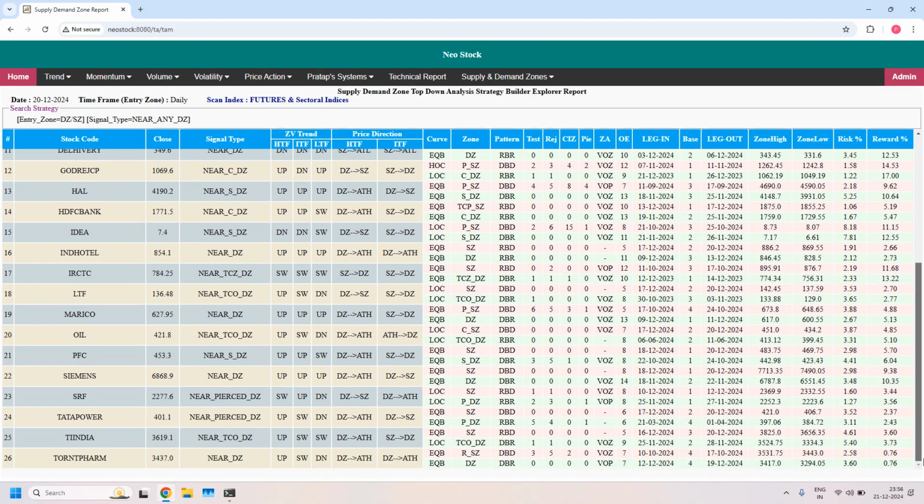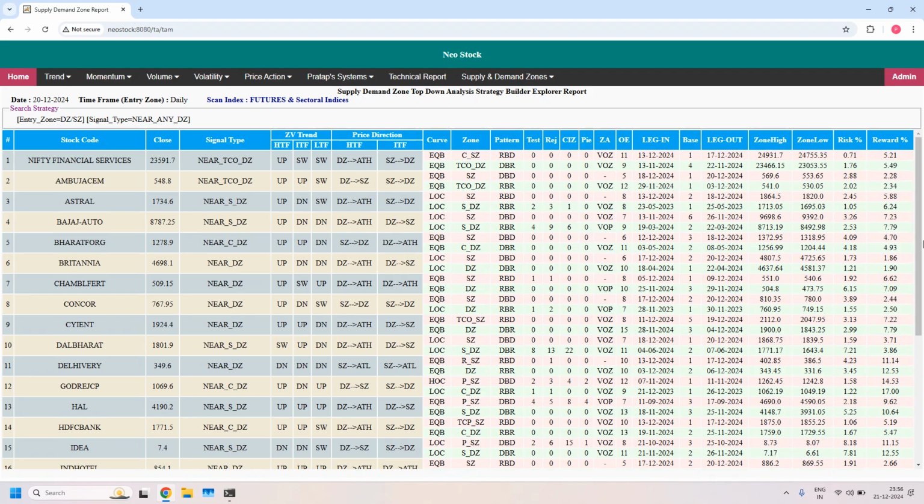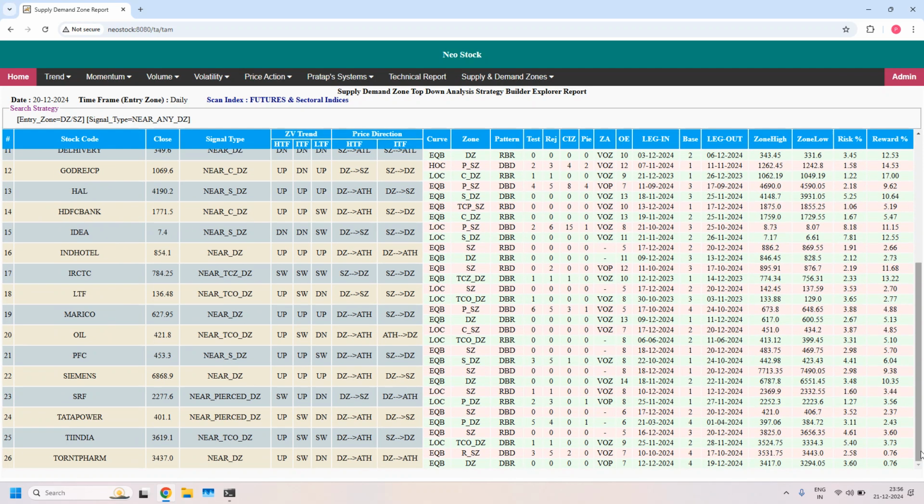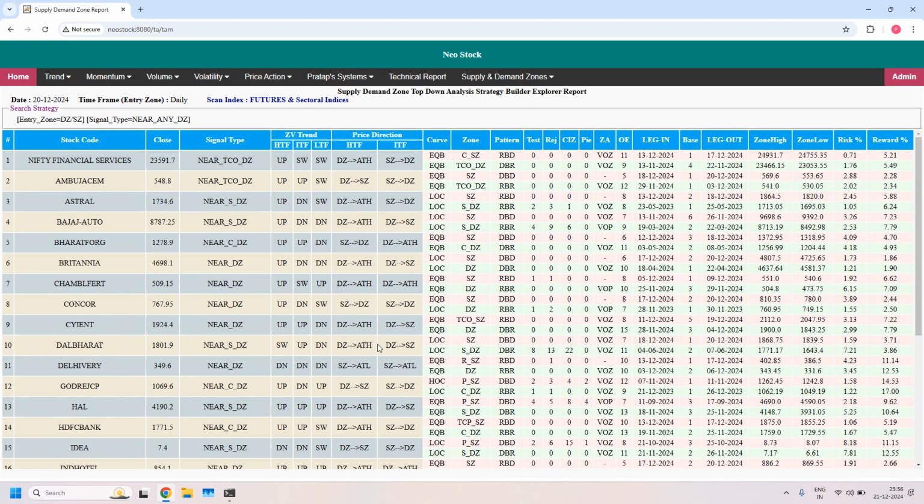So many stocks. We have 26 stocks are filtered. These are the first 15 stocks. I'm scrolling the list down. So total 26 stocks are filtered. So from this list we need to identify high liquidity zones. Let us identify any high liquidity demand zones.